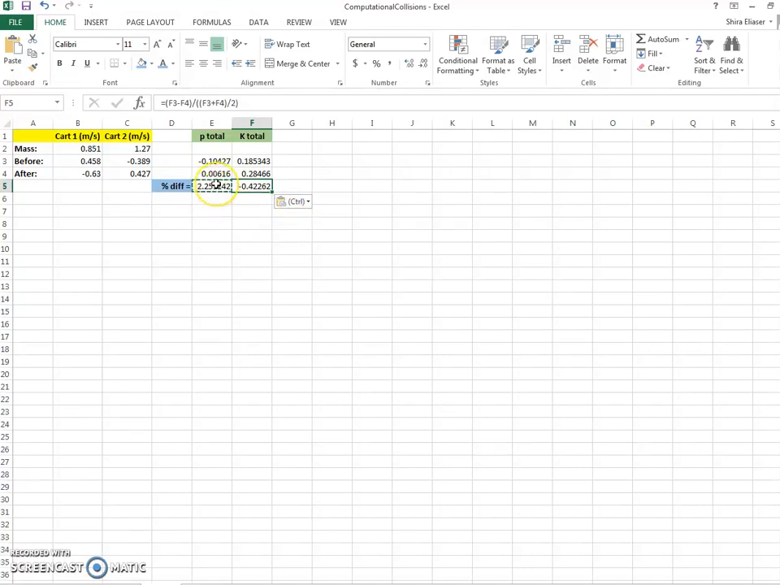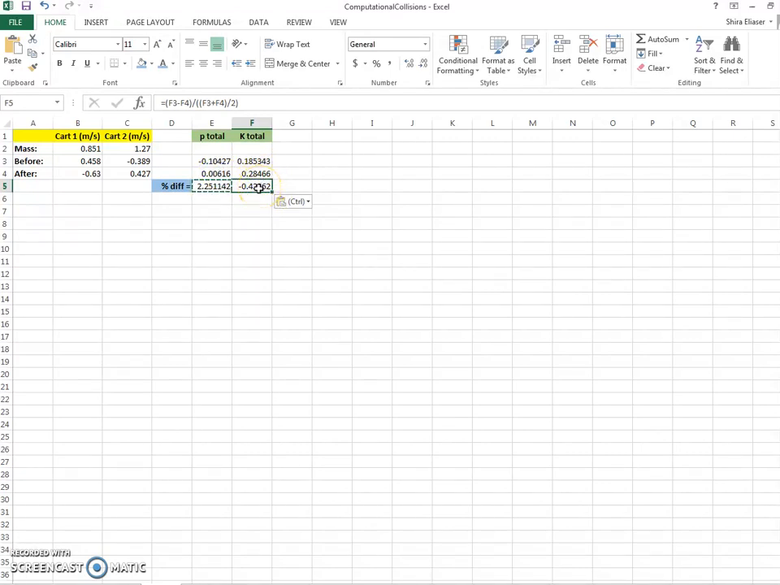We're getting 225% error for our total difference in momentum. Why so big? Because these numbers are so wretchedly small. Look at that. When we add them together, we're getting less than we started with because one of them is negative. We're getting a much more respectable 42.2% error for our kinetic energy.